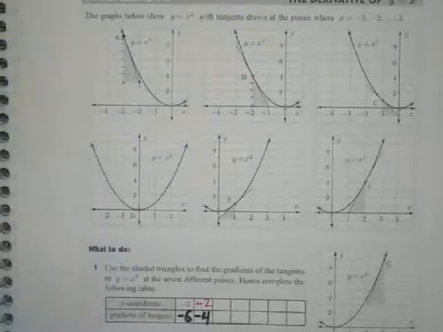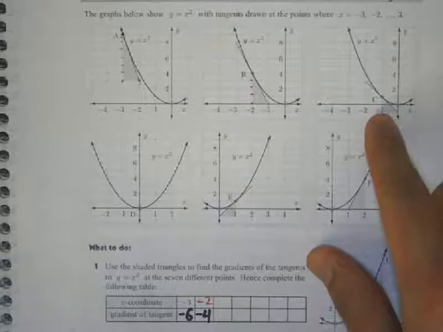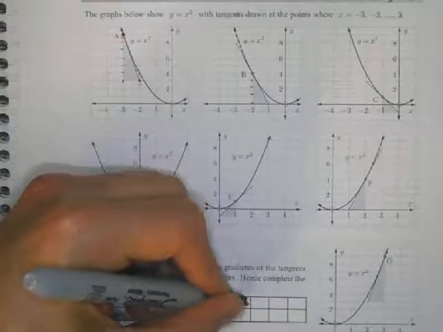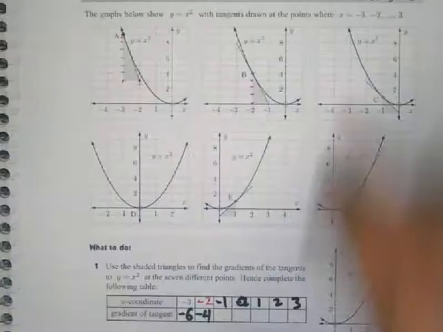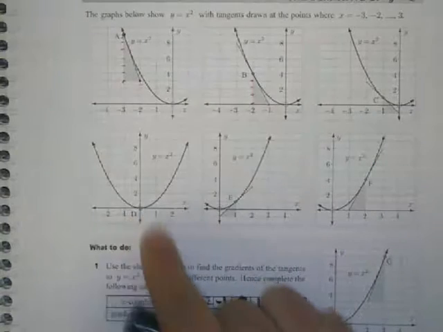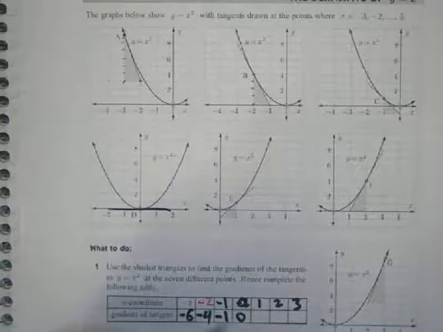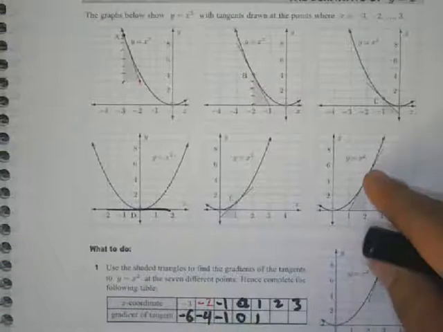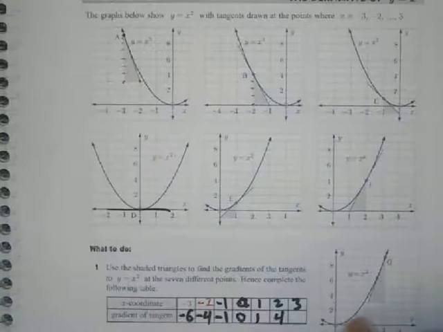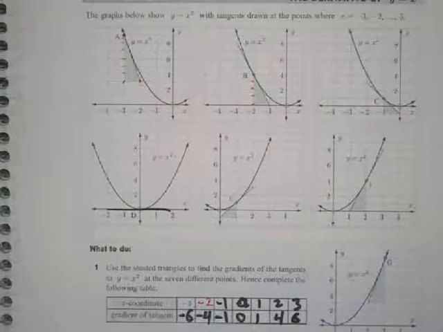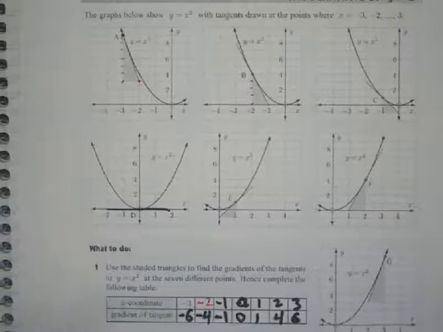All right. Now over here at -1, the slope is -1. At 0, there's no slope. The slope is 0. At 1, my slope is 1. At 2, I go over 1, up 4. At 3, it goes over 1, up 6. Okay, and some of you are thinking, what is Mr. Myers doing? And if you are thinking that, then watch the video again.